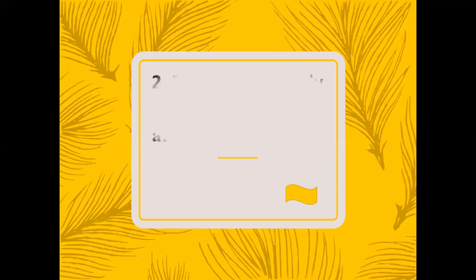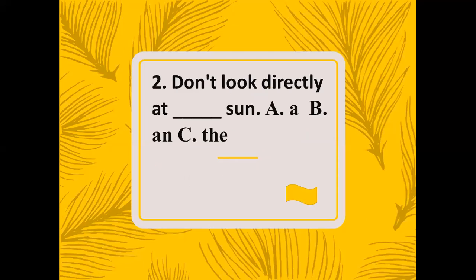Yes, number 2. Don't look directly at dash son. The question on the screen is for the boys' school. Don't look directly at the sun. That's correct. Five full marks to the boys.